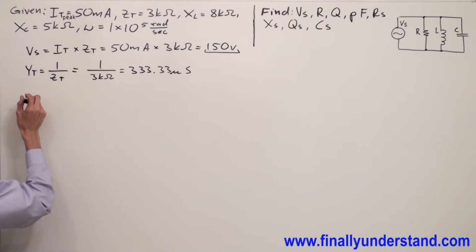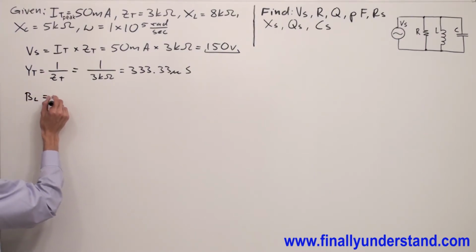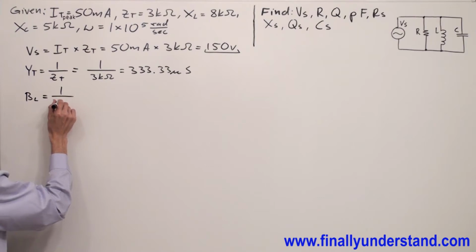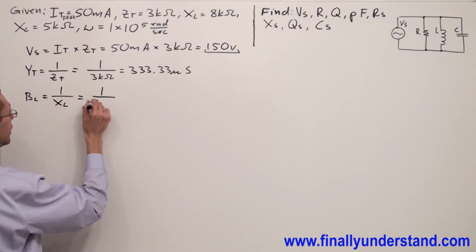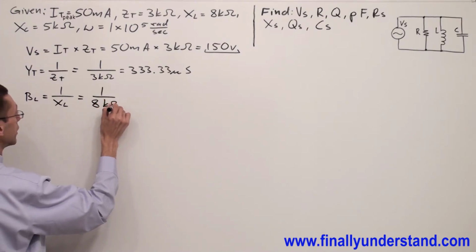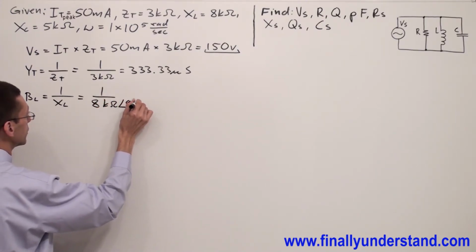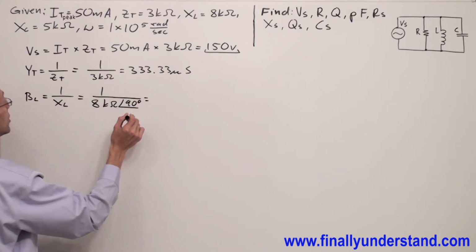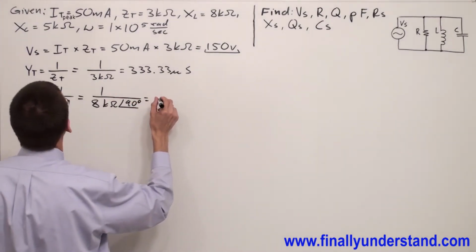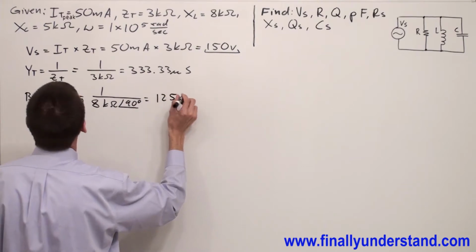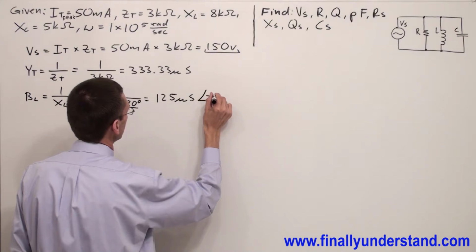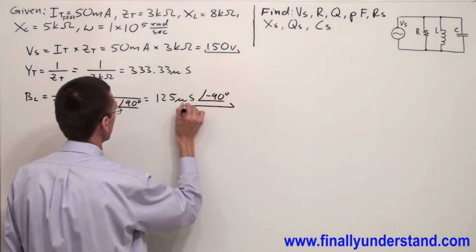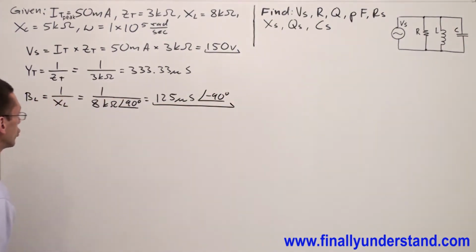So next I'm going to find BL, the inductive susceptance. 1 over X of L is equal to 1 divided by 8 kiloohms and angle of 90 degrees. This is equal to 125 microsiemens and angle of negative 90 degrees. This is my inductive susceptance.